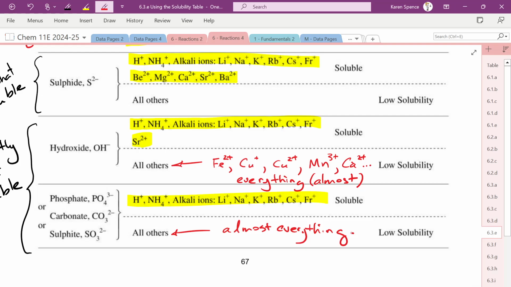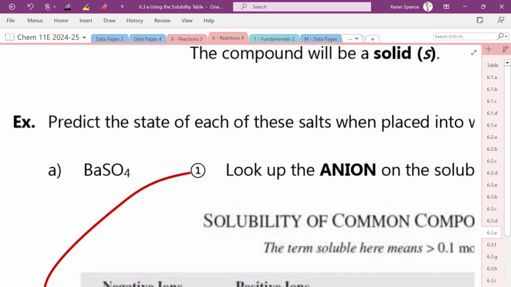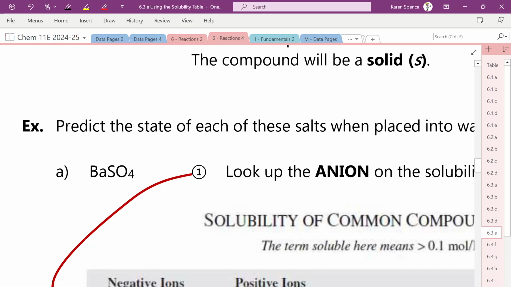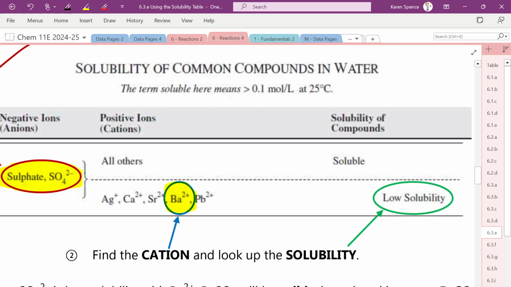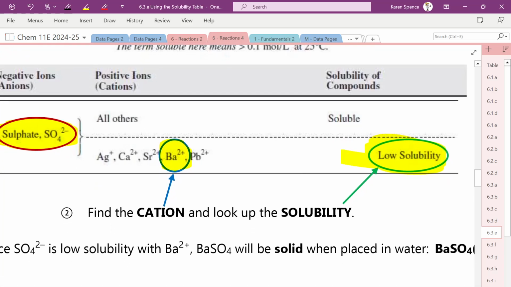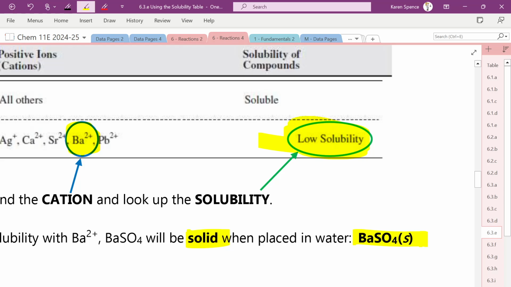What you're going to do with this one is predict the state of each of these salts. Say I have barium sulfate. Normally we will go looking for the anion unless it's one of the always soluble cations. So we look up sulfate. Here's sulfate here. We look up barium, and we say, oh, barium is low solubility. Therefore, barium sulfate will be a solid, and we'll write it as BaSO4 solid. Is that good?